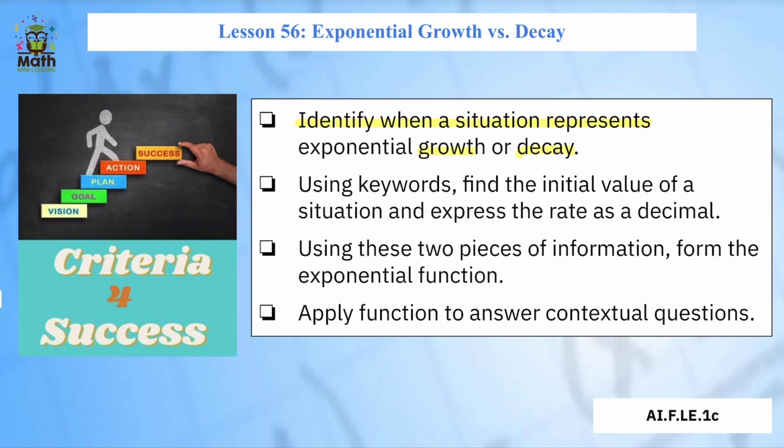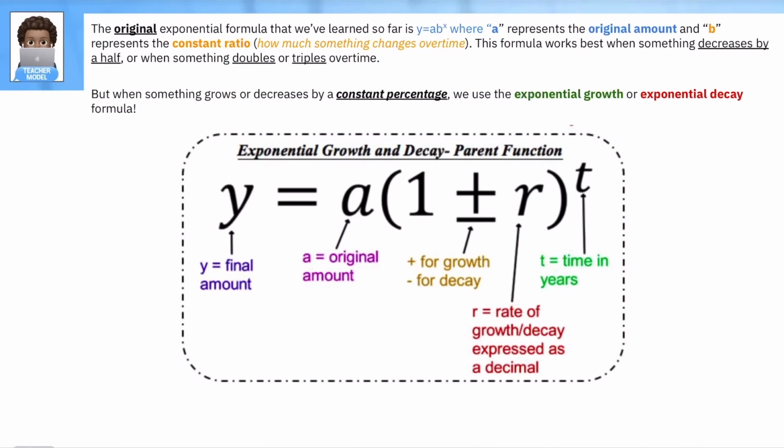How we actually read the question carefully and use the keywords to find the initial value of the situation and express the rate as a decimal. This is just like in middle school where we did percent change. Anytime it was a percent increase or decrease, we wrote it as a decimal. Plus 100%, we just wrote 1.00 if it was added, or we subtracted from 1 if it was a decrease. And we're going to use these two pieces of information to form an exponential function. And finally, we're going to apply that function to answer any contextual questions. Let's take a look at these notes.